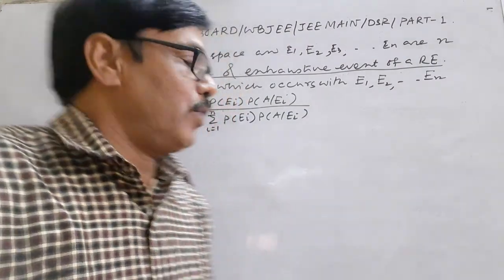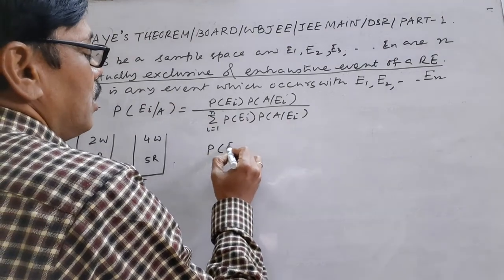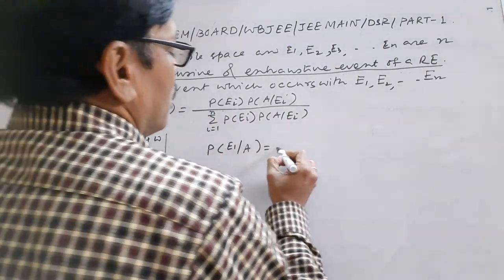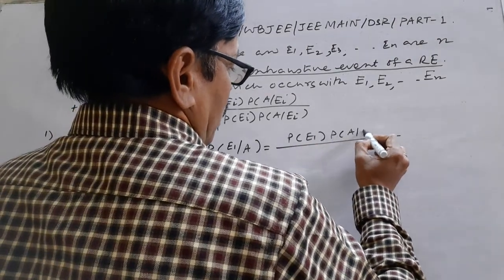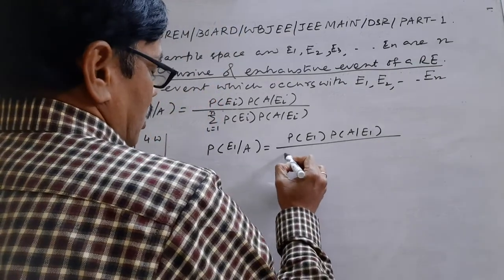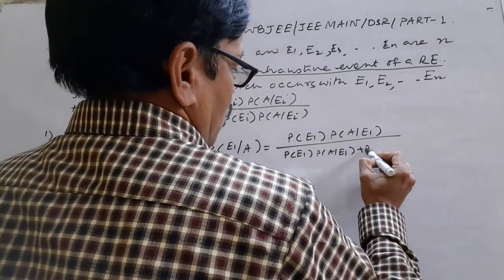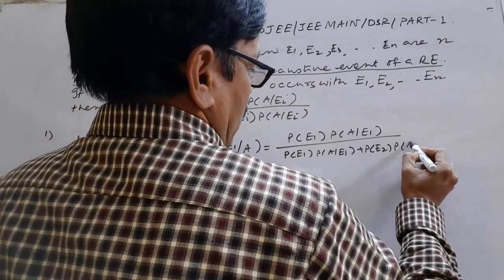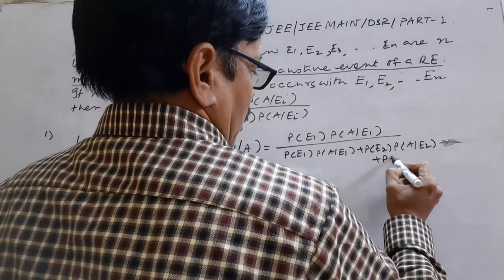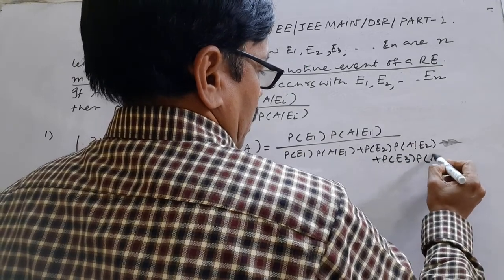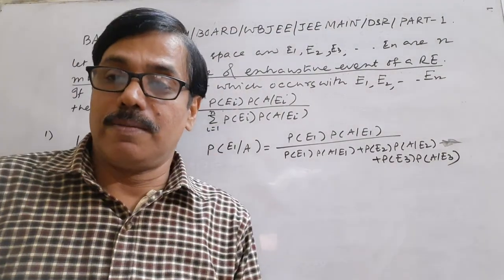It is general. So if there are three events, then P(E1|A) equals P(E1) into P(A|E1), divided by P(E1) P(A|E1) plus P(E2) P(A|E2) plus P(E3) into P(A|E3). Similarly P(E2|A).